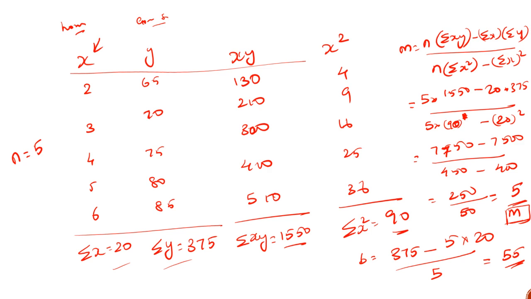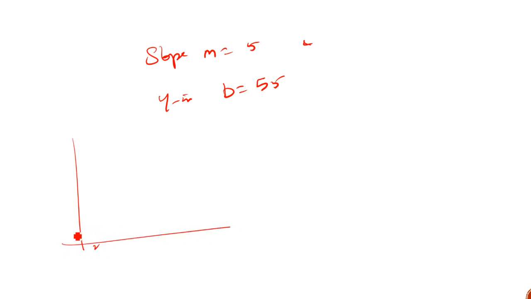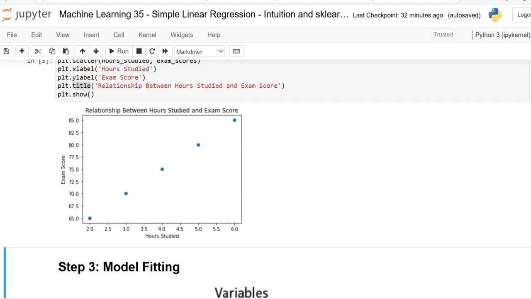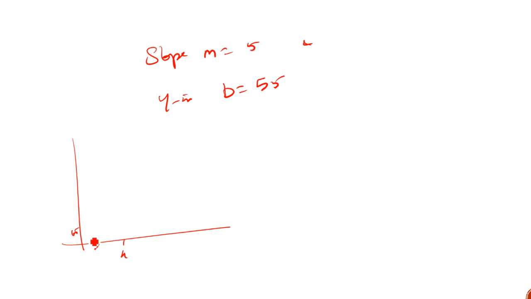Okay, now after calculating the slope, m is equal to 5, and the y-intercept b, which is equal to 55, let me make the best fit line that is fitted to this. Of course, here we have 2 as 65, and we want to make something like a prediction. So 2, 3, 4, 5, 6, and these are the exact data we have, 65, 70, 75, 80, 85. So yes, we are able to identify this is the exact linear one.